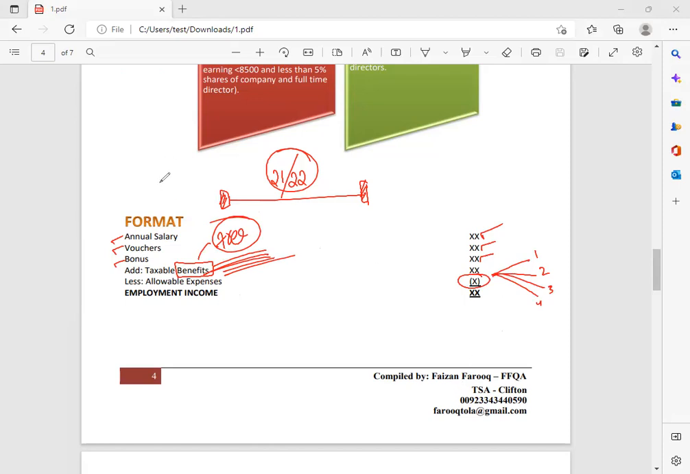So this is the small format, but we have a lot of benefits and 4 expenses, which means this format will be a very detailed one. After completing this format, we will have employment income, and this employment income will come under the column of non-savings in the computation of tax. And we know how to compute tax, right or wrong?